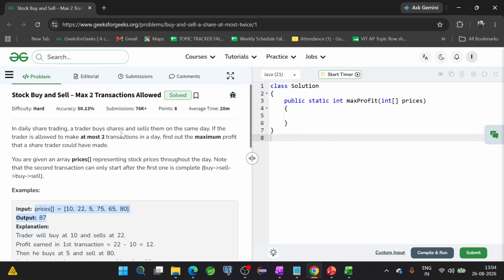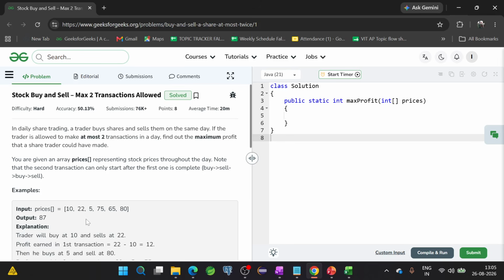Both questions are similar and I will solve them the same way, so that if you get a similar type of question, like stock buy and sell with maximum k transactions allowed, you will not get stuck. My concept is very clear, so that's why I am creating this video.